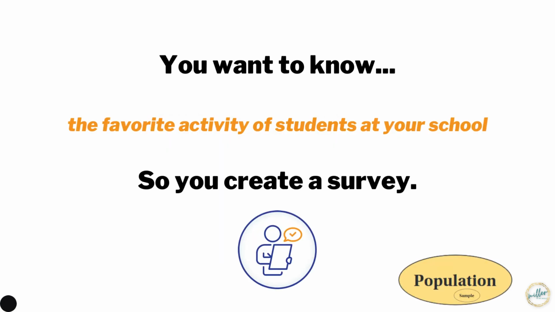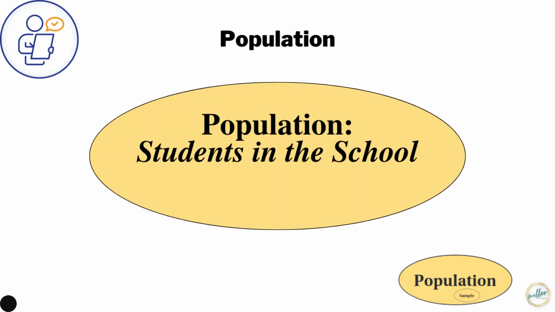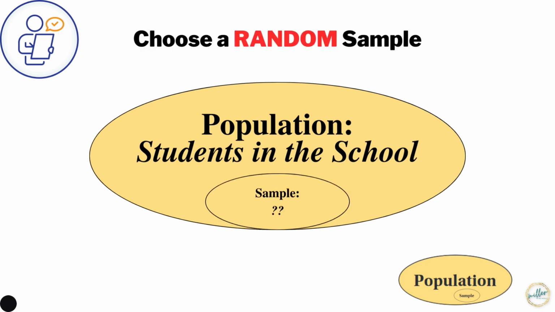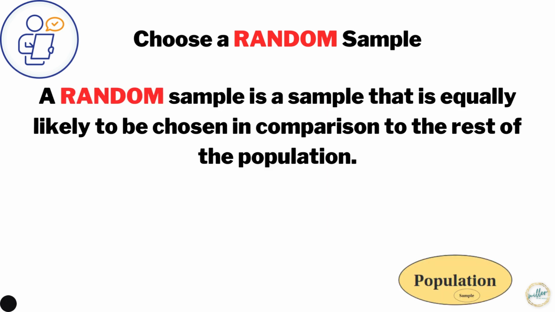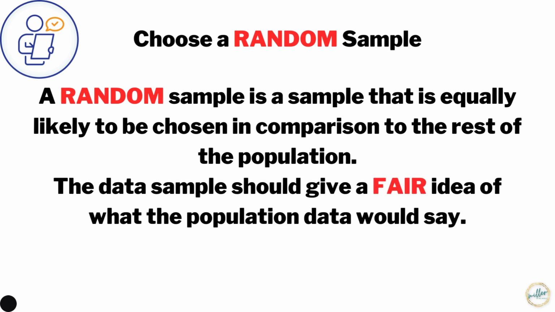Let's say you want to know the favorite activity of the students at your school, so you create a survey. The students in your school would be the population. We need to choose a random sample that we're going to survey. A random sample is a sample that is equally likely to be chosen in comparison to the rest of the population. The data from the sample should give a fair idea of what the population data would say.